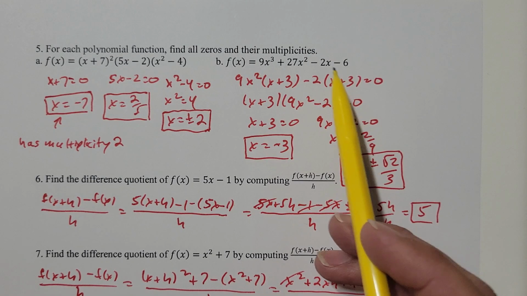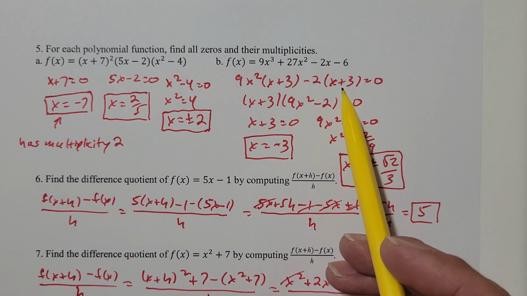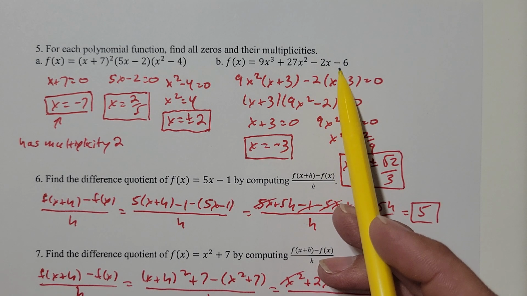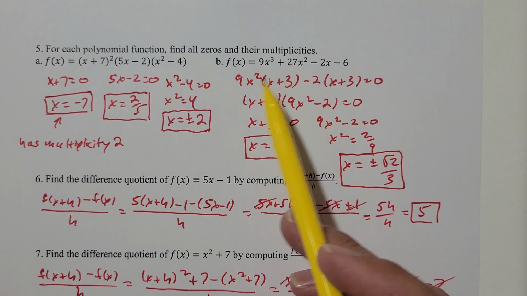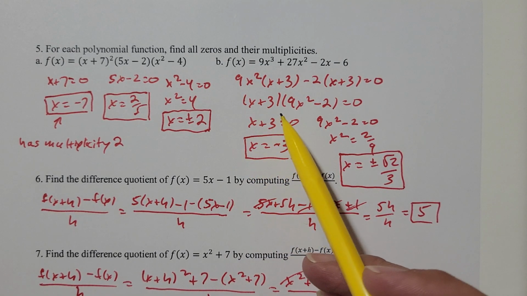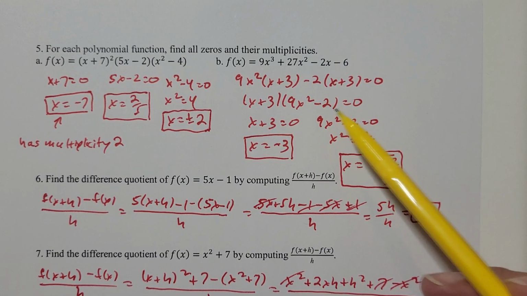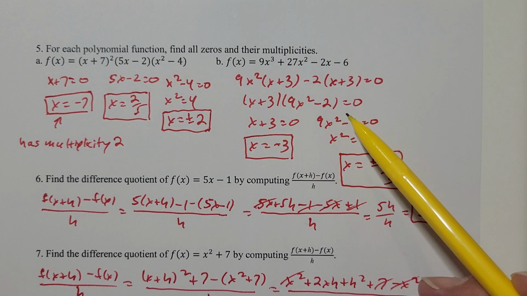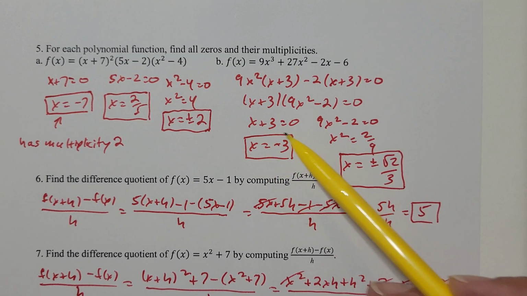If I factor out a negative 2 from these last two terms, that'll leave me with x plus 3. When I distribute I get negative 2x minus 6, right? So x plus 3 is in common to these two groups. Let's factor that out of the whole thing. The leftover from group 1 is 9x squared. The leftover from group 2 is a minus 2. Now if I set x plus 3 equal to 0, that means that x is negative 3. That would be one answer.